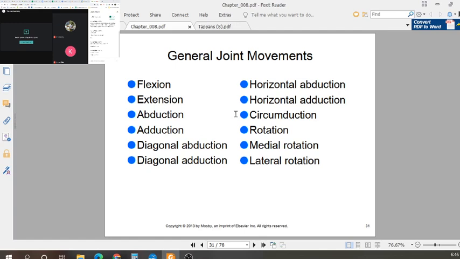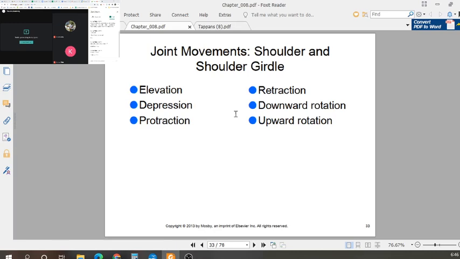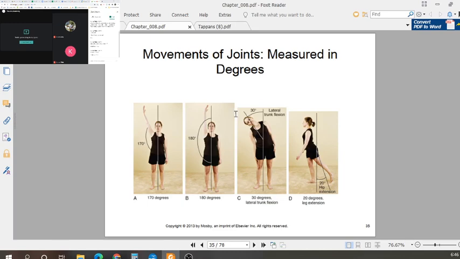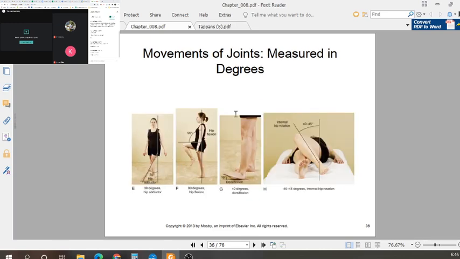So, we have a lovely list there of all the different movements that can happen that you're going to learn through this course, and which areas do what. And it puts it with what type of joint, with the joints, what movements it can do. It has some pictures with some normal degrees for each joint and movement. You do not need to memorize those, okay?